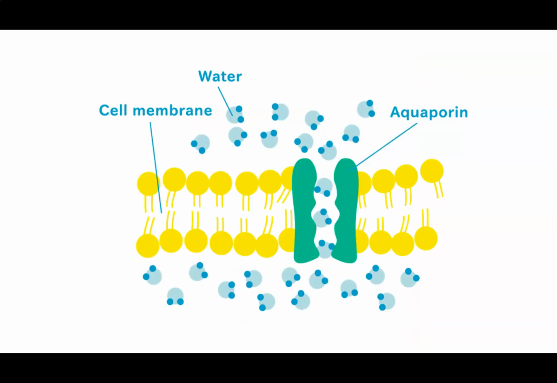So here's our water, inside and outside, trying to get in or out. And again, you can't really tell what's going which way here. It doesn't matter. In or out, it gets through with the help of these things called aquaporins. And again, they're going to move from high concentration to low concentration, and that's called osmosis.